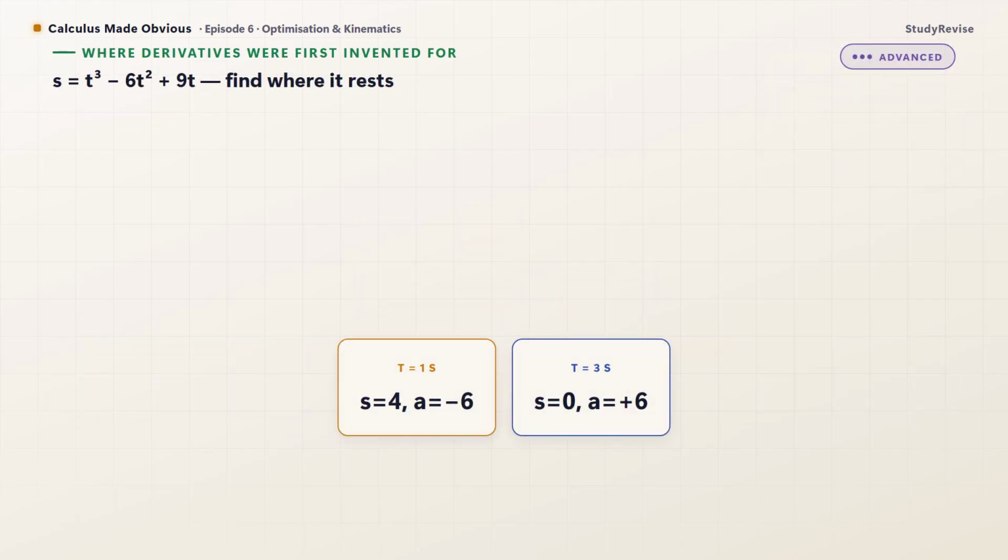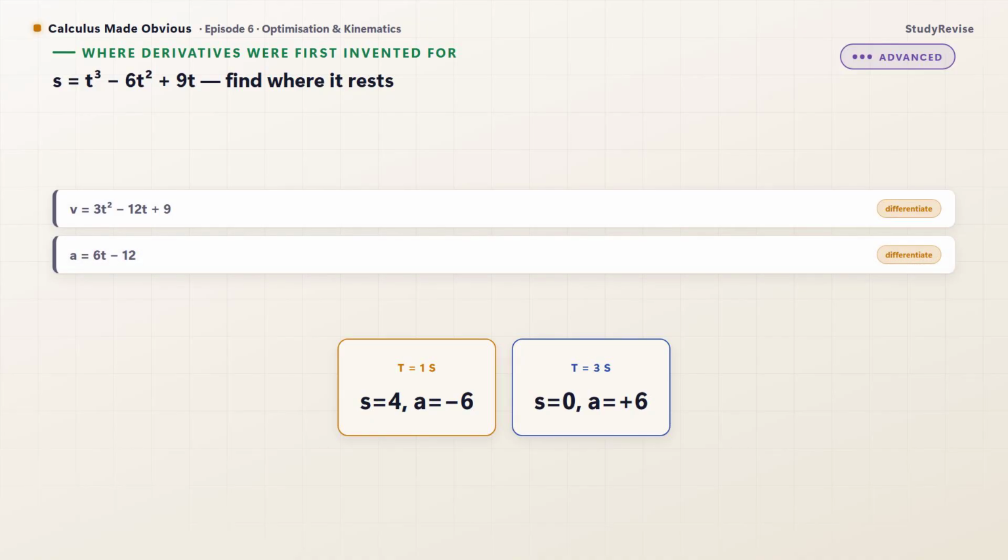Last topic for today, and it is where derivatives were first invented for. Motion. Displacement tells you where something is. Differentiate it once and you get velocity, how fast position is changing. Differentiate again and you get acceleration, how fast velocity itself is changing. 3 quantities, 2 differentiations, 1 stack. Let us run a full question.